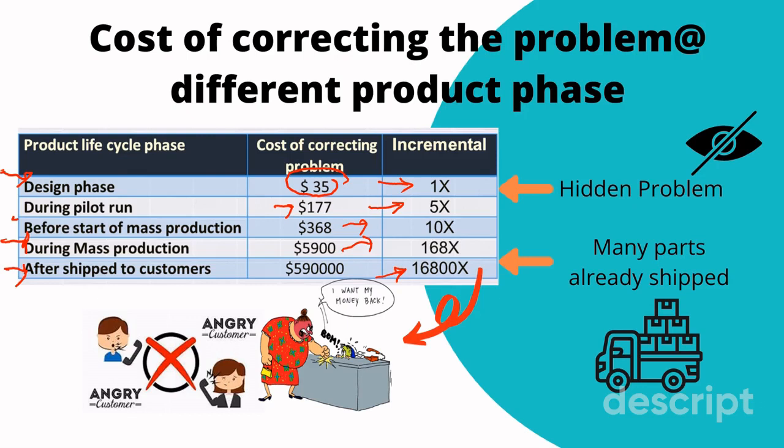Among all the four quality costs, this one is the prevention stage, maybe this one is appraisal, and this one is internal and external failure. The prevention cost gets the least attention because most of the problems do not show themselves during either the design phase or the pilot run phase.